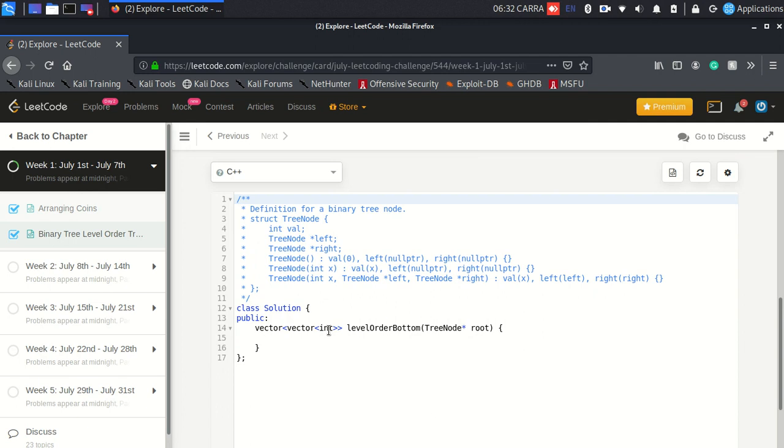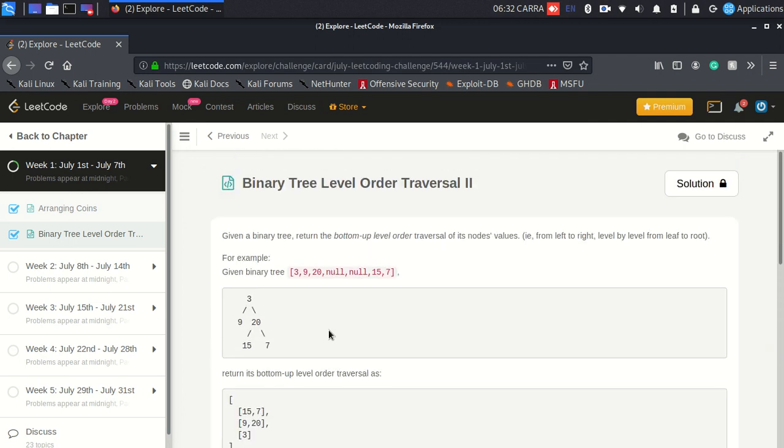The next question says that given a binary tree, return the bottom up level order traversal of its nodes' values, that is from left to right, level by level, from leaf to root. So this is a binary tree that's been given: 3, 9, 20, 15, 7. What I need to do is return a vector of vectors which contain 15, 7, then 9, 20, and 3. This is as simple as that, nothing more, nothing less.